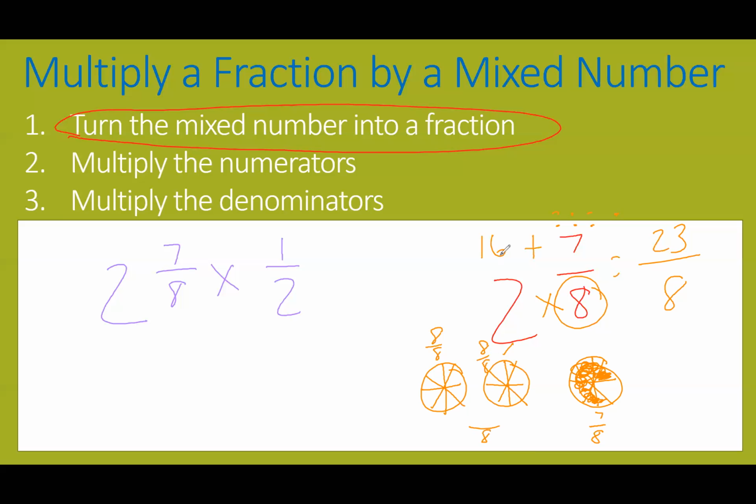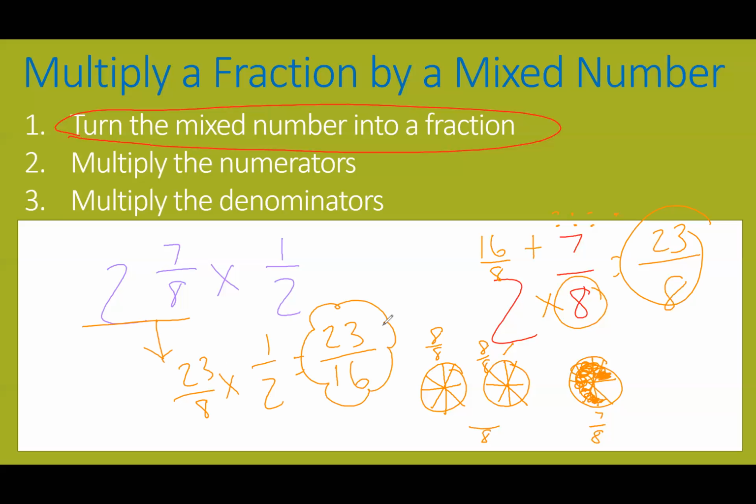8/8 plus 8/8 is 16/8. And what's 16/8 plus 7/8? It's 23/8. So this one becomes 23/8. And now we simply multiply. 23 times 1 is 23. And 8 times 2 is 16. Are we going to reduce it? On Wednesday we will. Today we're going to leave it just like that.